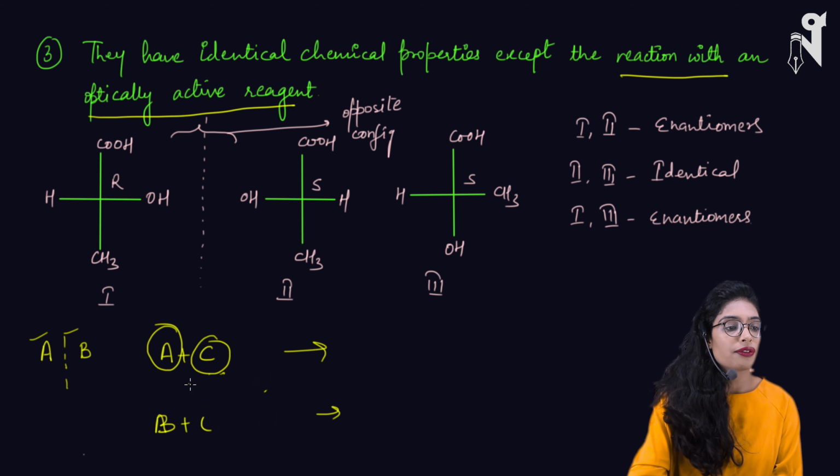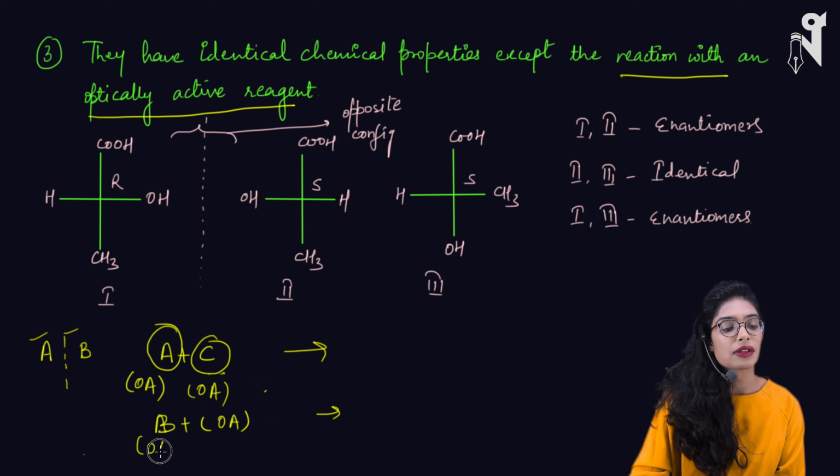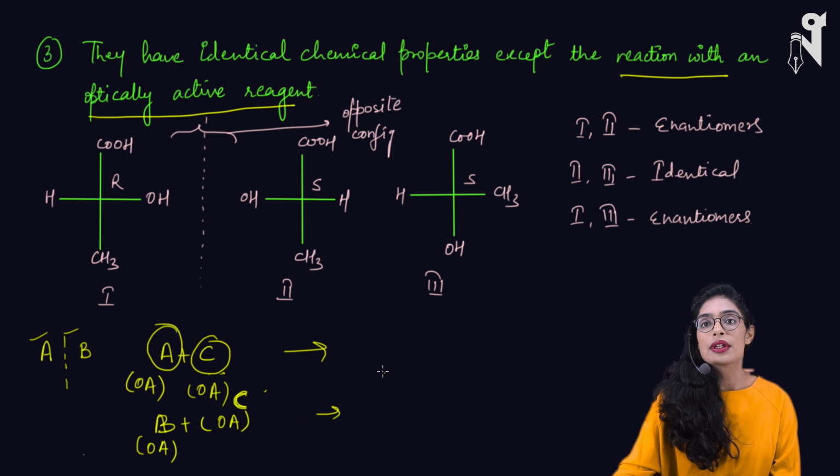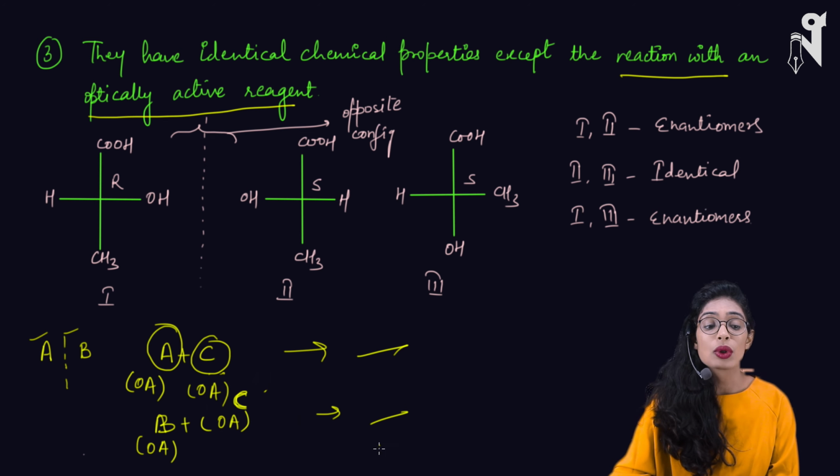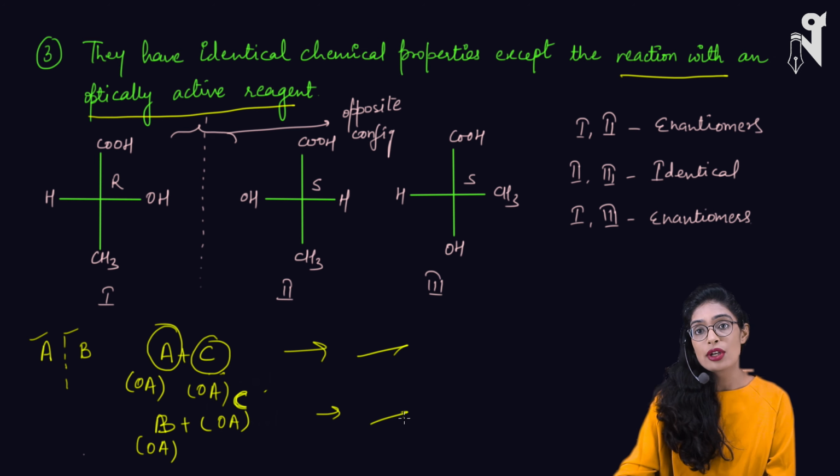So if this is optically active, we know that A is also optically active and B is also optically active, then they will produce different results in both cases, and this will help you in differentiating between A and B. Okay, so this is about the properties of enantiomers. Let's see how enantiomers look.